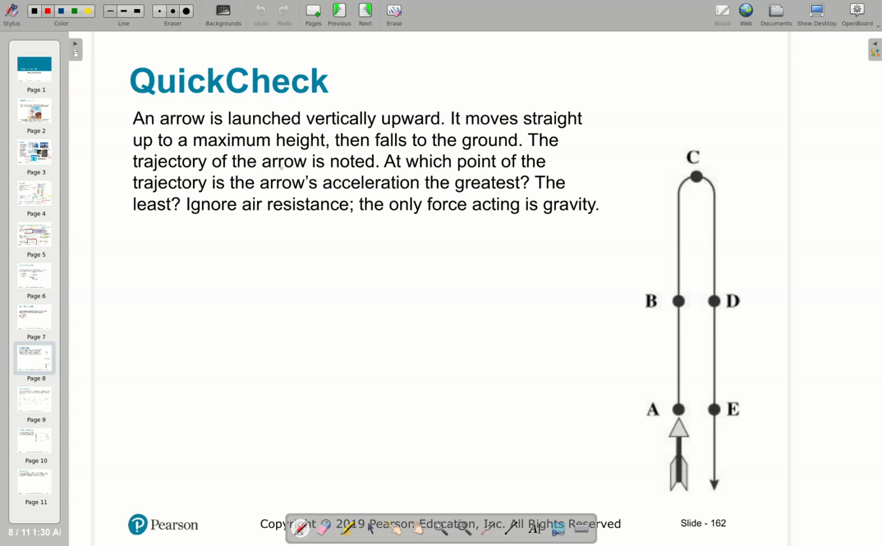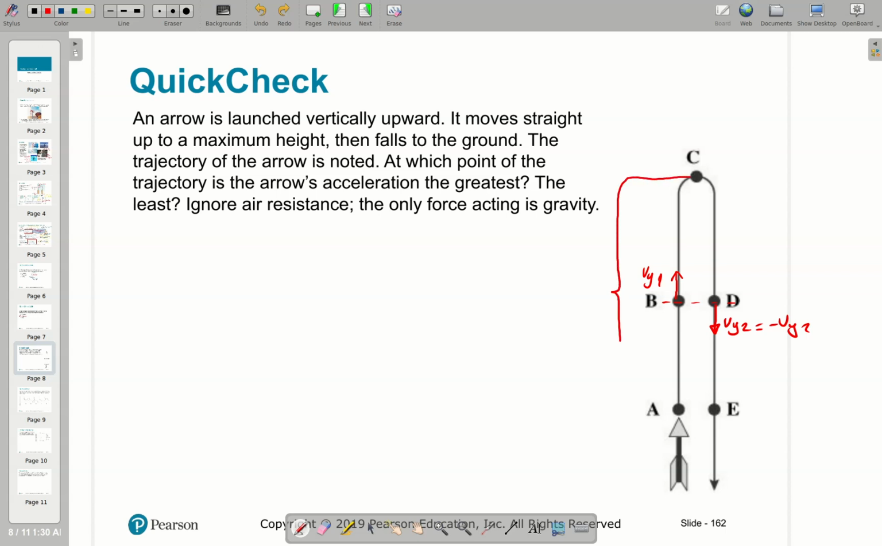An arrow is launched vertically upward. It moves straight up to a maximum height, then falls to the ground. The trajectory of the arrow is noted. Notice here again, if I want to talk about velocities, this one upward, Vy1, equals in magnitude Vy2. Let's remember that.